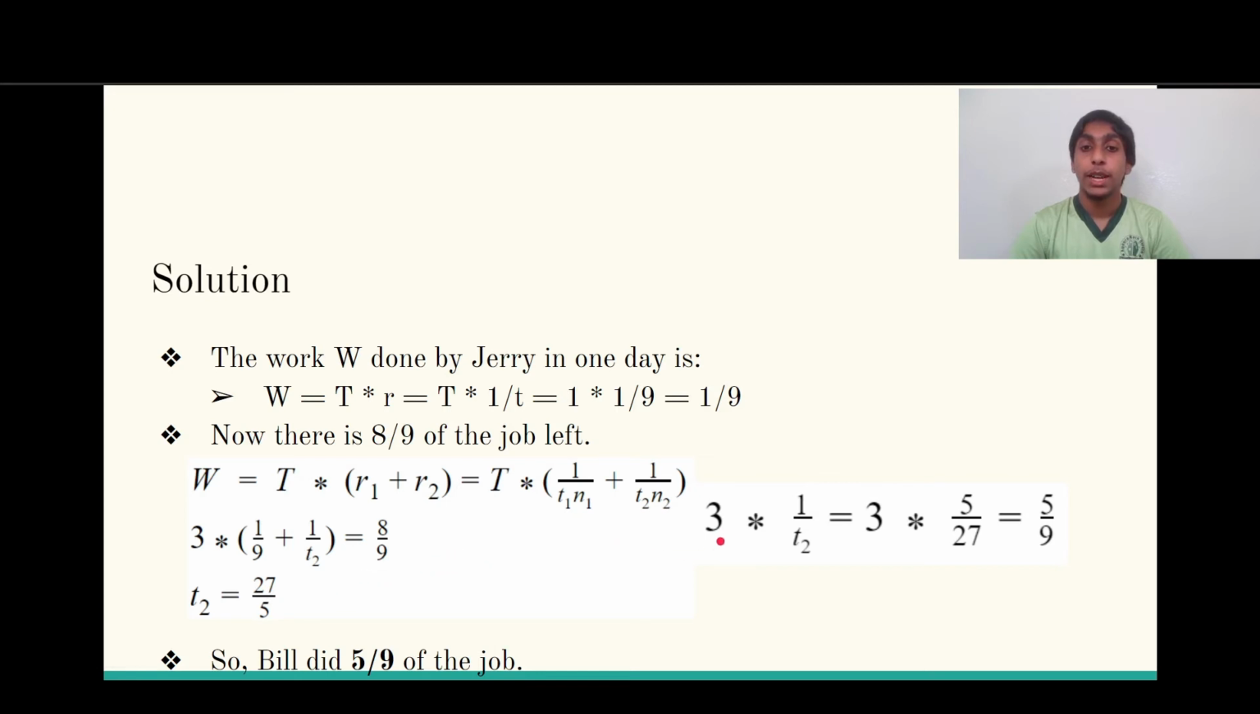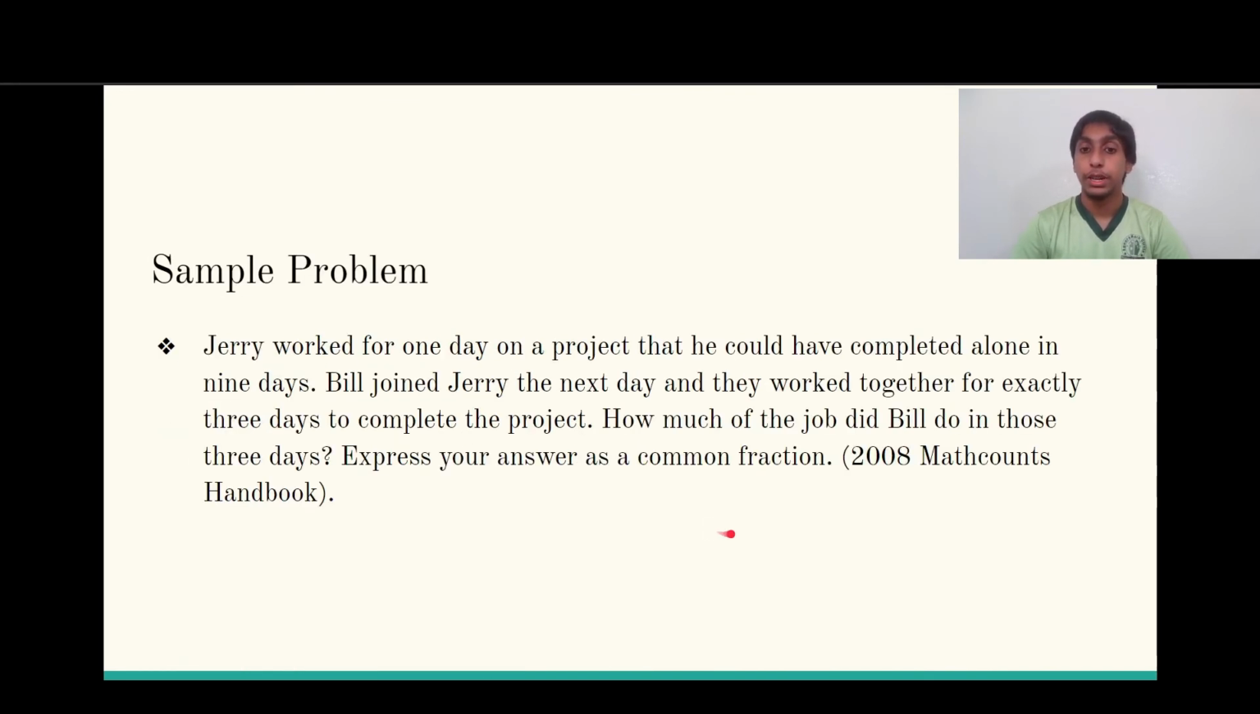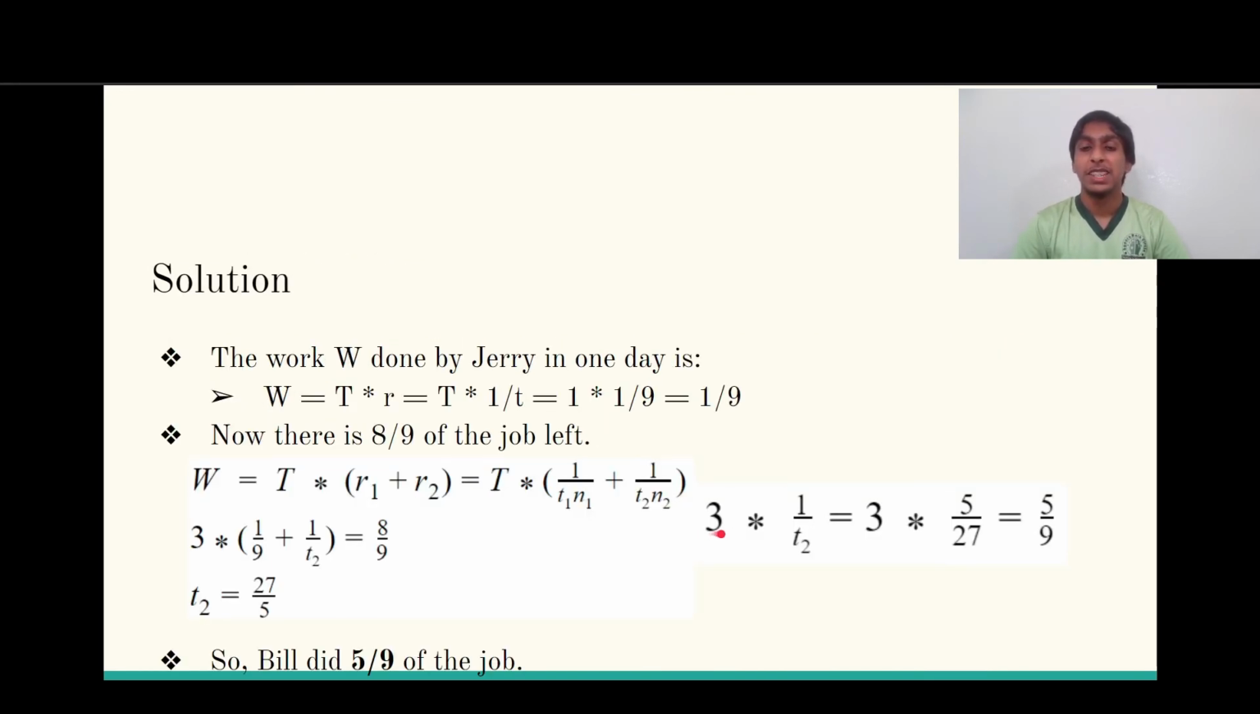So now, if we want to find out how much of it Bill did in particular, we can solve by using our formula. So Bill worked on it for 3 days. So that's why we got our 3 here. And we're going to multiply that by 1 over T2. Remember, that's our formula, T times R. So our R is 1 over T2, and 1 over T2 here is just going to be the reciprocal of 27 over 5. So that's going to be 5 over 27. So that's going to be 3 times 5 over 27, which is 15 over 27, which is 5 over 9. So Bill did 5/9 of the job.